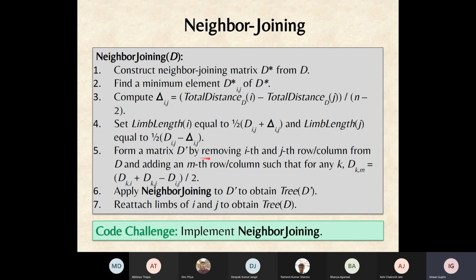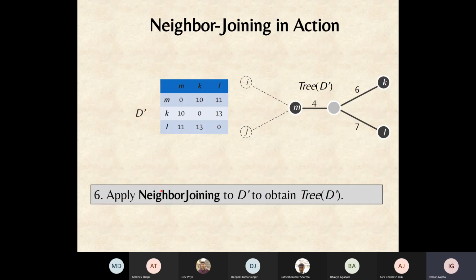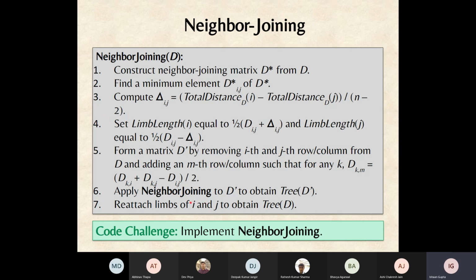You construct, just like you constructed the first matrix that we were talking about in the distance method, a matrix D prime by removing the ith and jth row and column and by adding the mth row and mth column, such that for any value of k, the distance dkm is equal to the distance given from this formula. And you apply neighborhood joining again to the D prime matrix, and you do it until you are able to attach all the limbs into the tree. All right. This is slightly complicated. Although I am saying code challenge here, I would not ask you a question to implement this for sure.